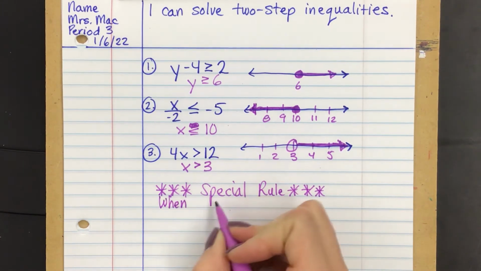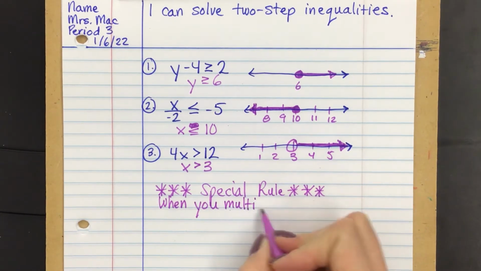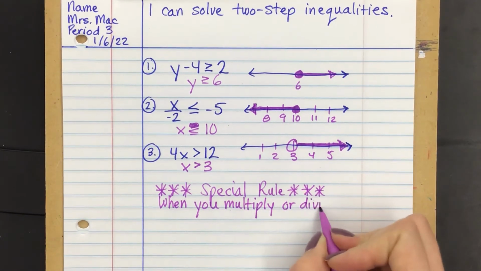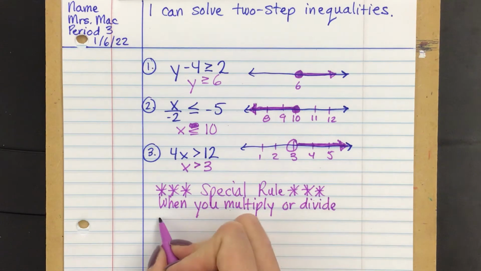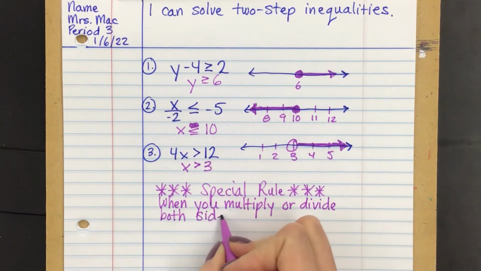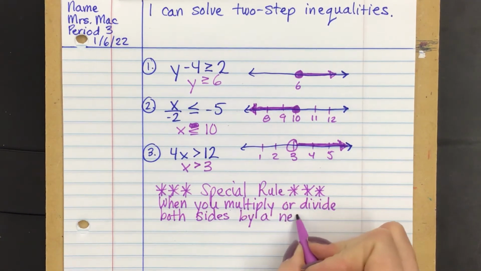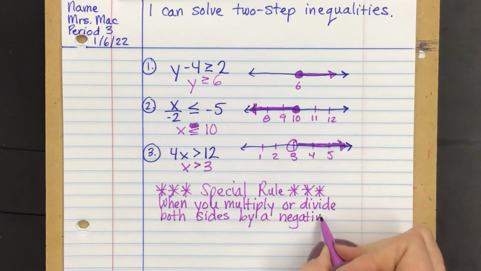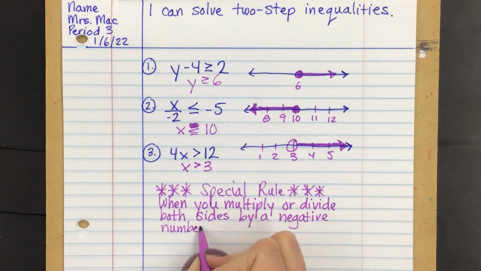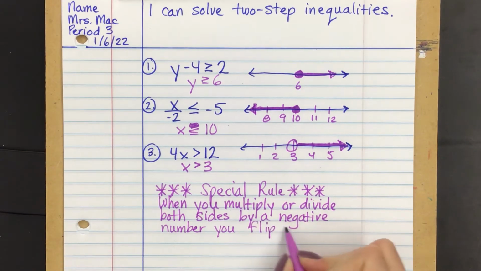When you multiply or divide both sides by a negative number, you flip the symbol.